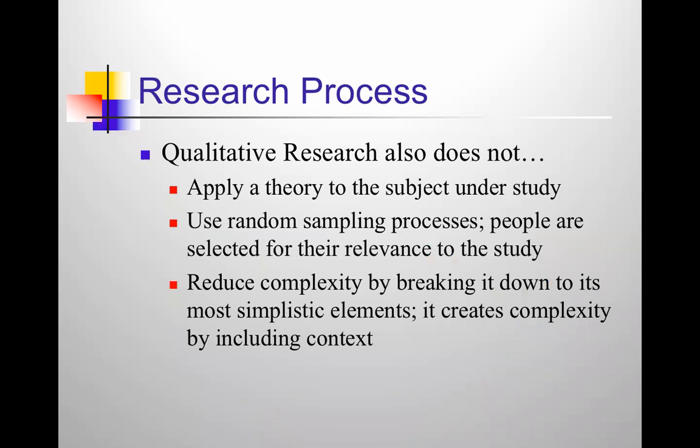Okay, so let's move on with the process. I think we've gone over quite a bit of this already. In qualitative research, we don't apply a theory to a subject under study. The theory comes from the study. We don't come in with a theory. Random sampling is something that we don't engage in. We sample people purposefully. And this is not deduction. This is induction. We build things up. We build theory in qualitative research. We don't test theory, and we don't reduce it down into its constituent parts using deduction.